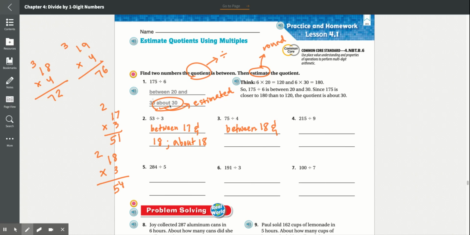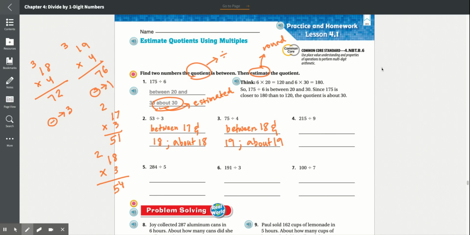Well, you can see that from 75 and 72, there's a difference of 3, while the difference between 76 and 75 is only 1. So we can say that it's between 18 and 19, and it's about 19.